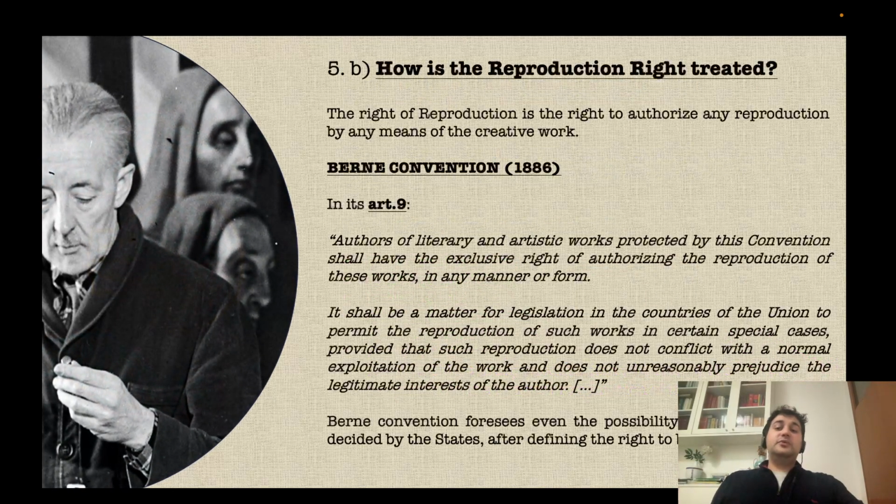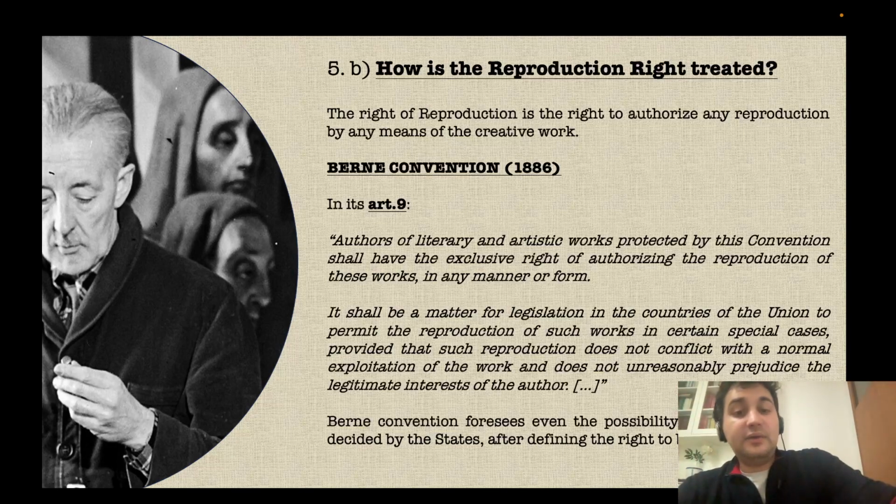How is the reproduction right treated internationally? In the Berne Convention, in Article 9, it is stated how authors of literary and artistic works shall have the exclusive right of authorizing the reproduction of the copyrighted work in any manner or any form. It is a matter of the legislation of the countries signing the Berne Convention that there could be special cases.